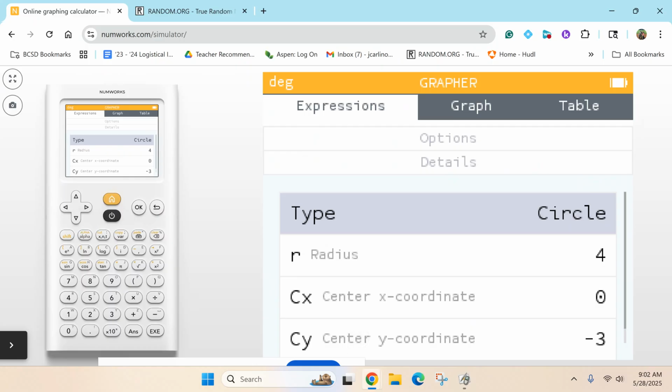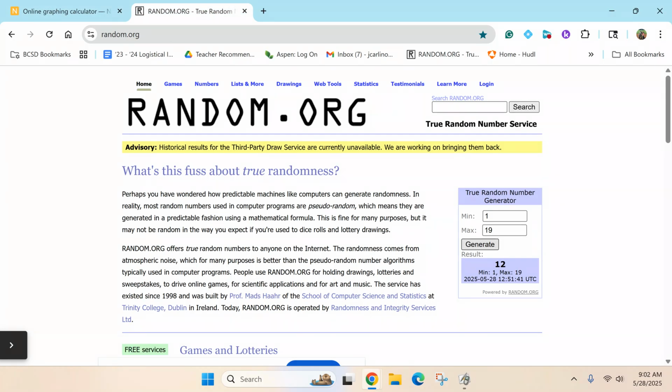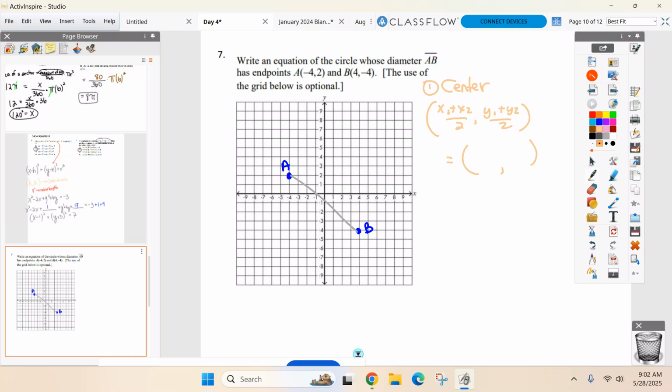Let me know what you have for the center when you're done, after you plug those coordinates in the midpoint formula. Mia, what's good? 0, -1 looks good. All right, there's the center. The other piece I need for the circle equation is how long the radius is, because I have to square it to put it in.